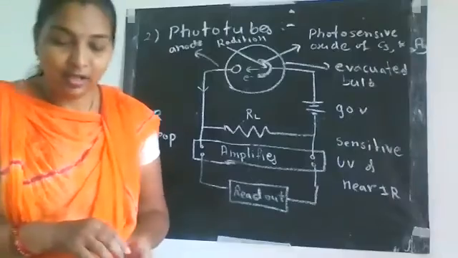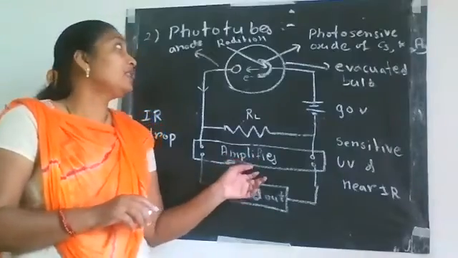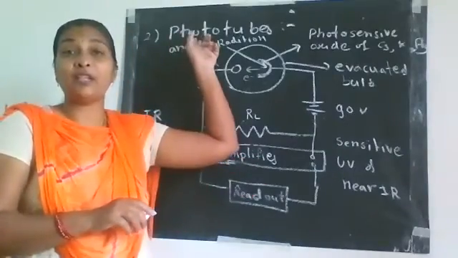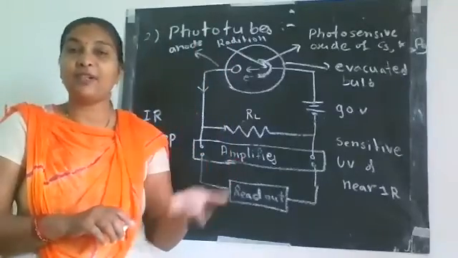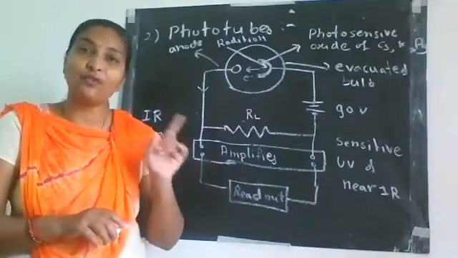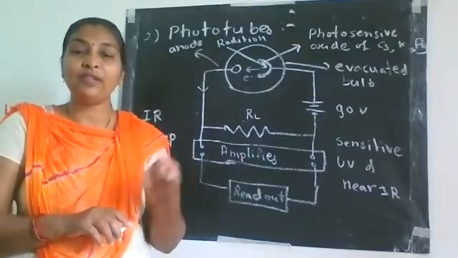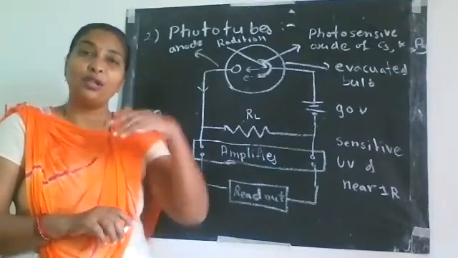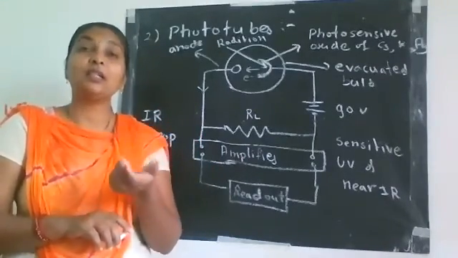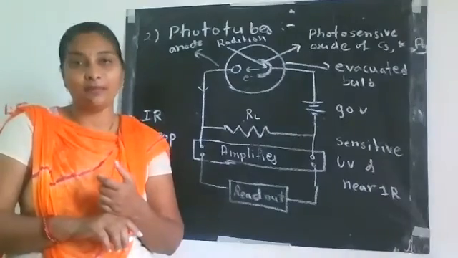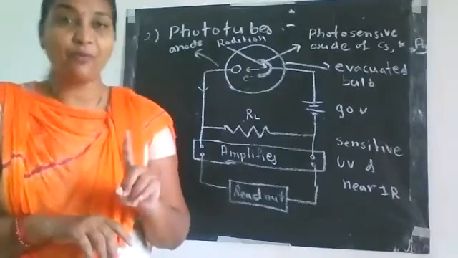Okay, so today we have completed the second type of detector, that is phototube, but due to lack of time the next type of detector cannot be completed today. So for today we will stop. Day after tomorrow, means from Monday, we will take the third type of detector, and that is PMT. That is also a very important one.